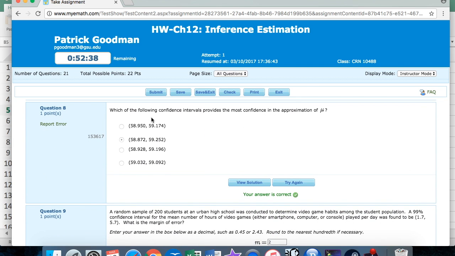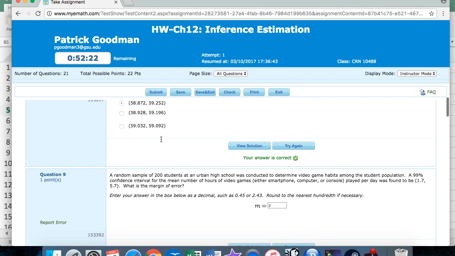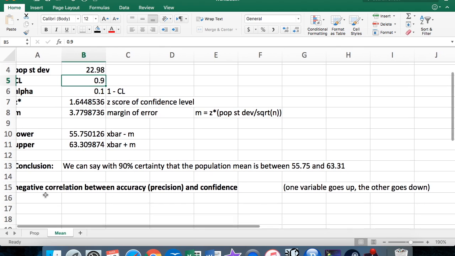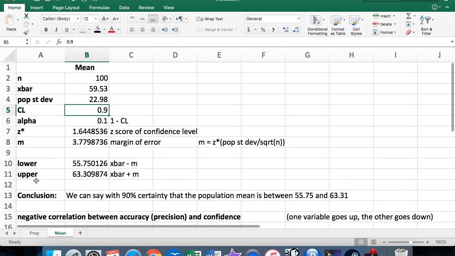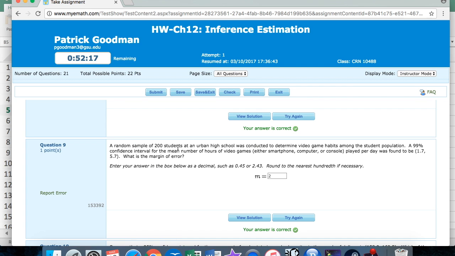Then it says, which of the following confidence intervals provides the most confidence in the approximation of mu? Remember, the most confidence means it's going to be the largest range. So find the difference between the two. Find the difference that is the largest. This one will be the largest difference. So just do what we did before. So just do that same process for these guys.